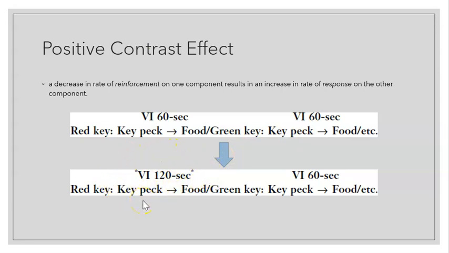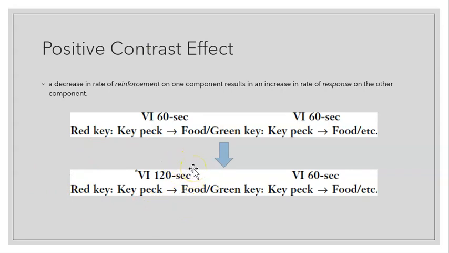In other words, it takes more effort to get reinforcement on the red key now. Okay, so now it's a VI of 120 seconds, or 2 minutes. So now the red key only gets reinforced every 2 minutes. And what that means is it takes more effort to get food from the red key.